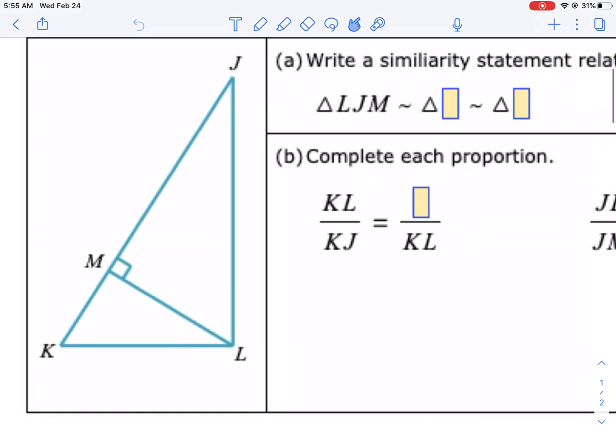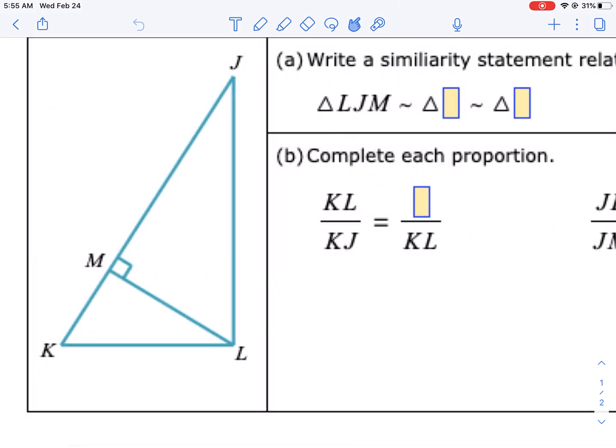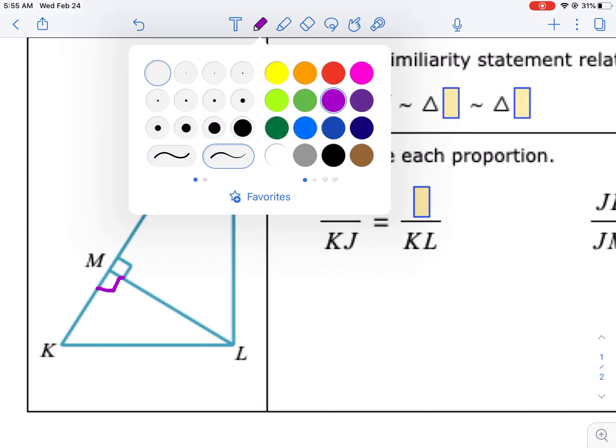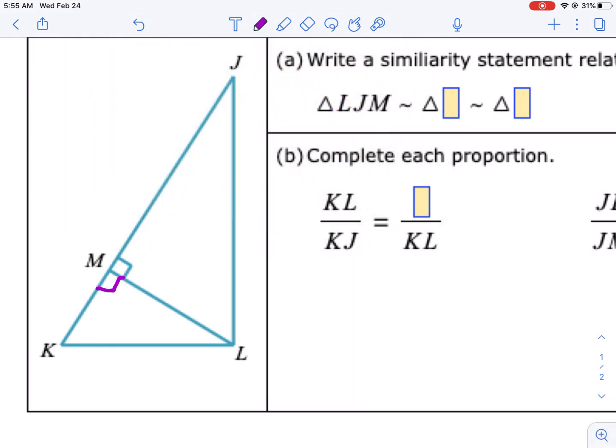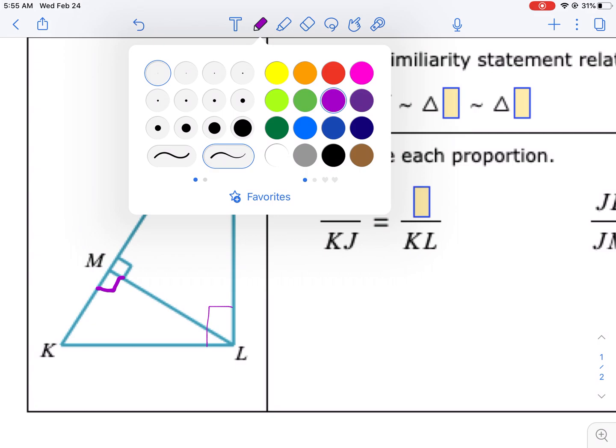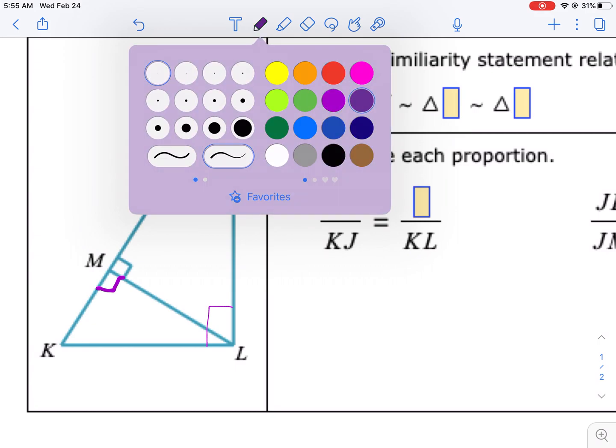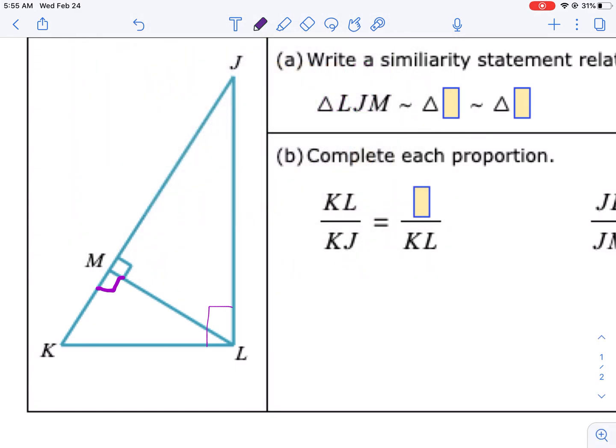Let's start with our triangle and let's mark up what we know. First off, notice that angle JMK is a right angle. So that means angle LMK is a right angle. I'm going to make this a little bit thinner. And angle JLK is a right angle. Now, we know we have a right triangle, so that tells us two of the angles are complementary.